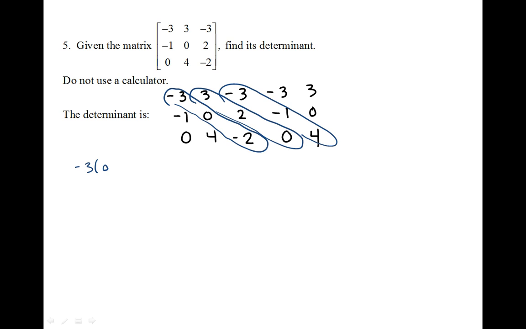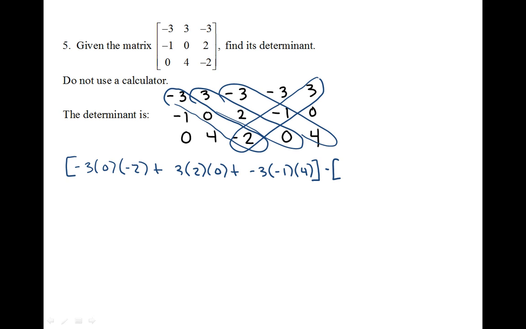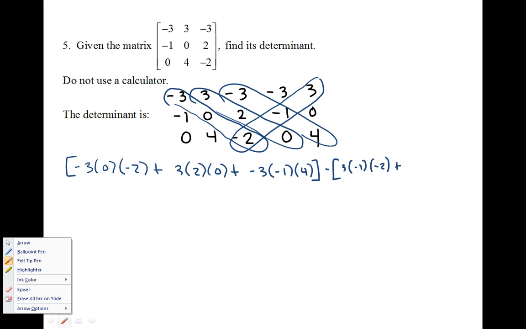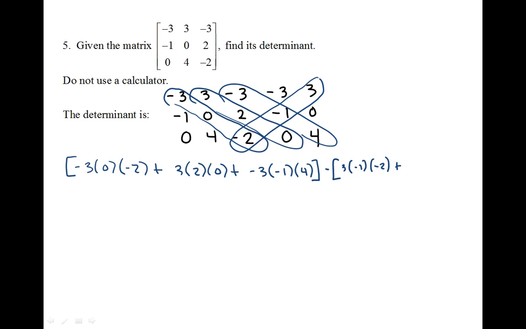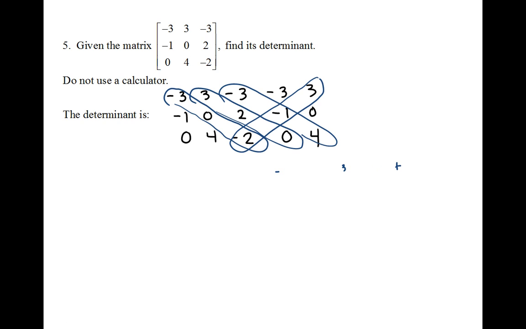Negative 3 times 0 times negative 2 plus 3 times 2 times 0 plus negative 3 times negative 1 times 4. I'm writing too big, and I'm going to run out of space, which isn't good. And then I'm going to subtract 3 times negative 1 times negative 2 plus... I need to write smaller.